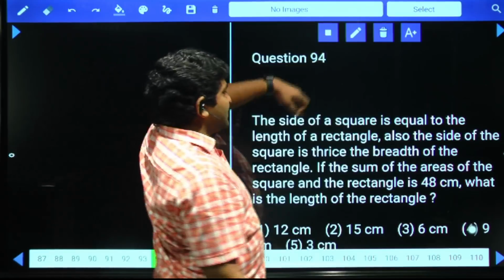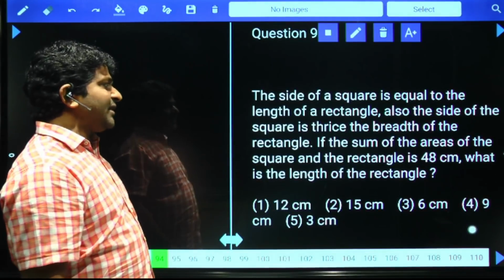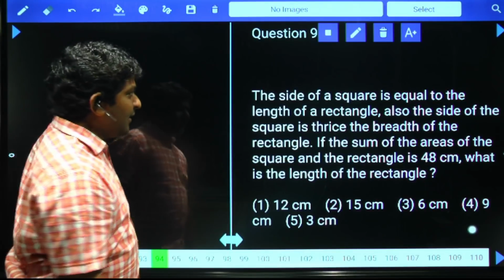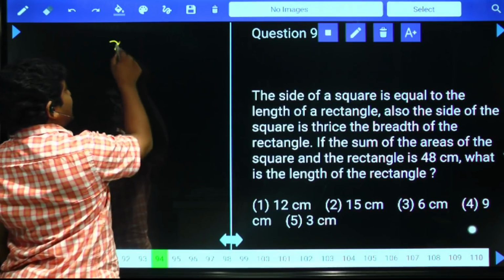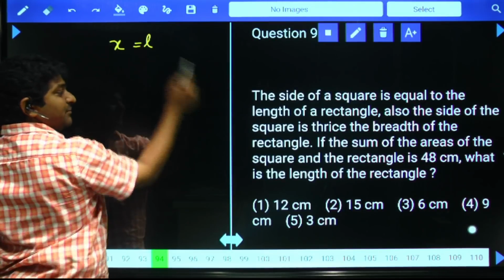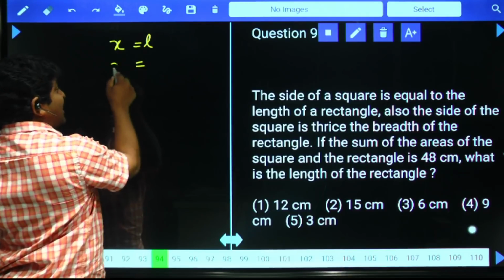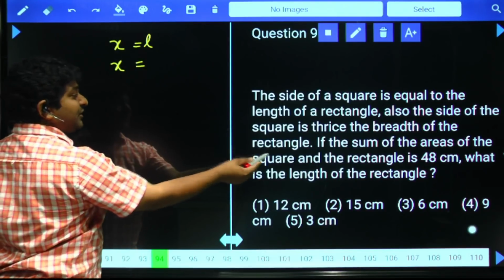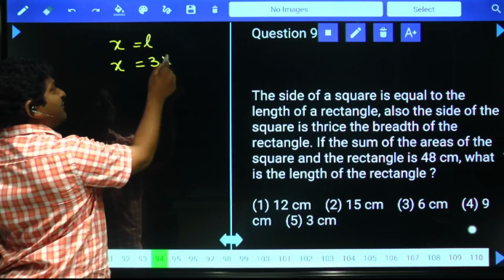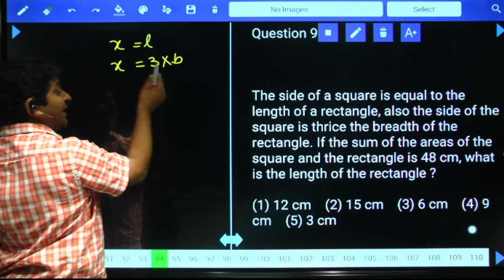The side of the square is equal to the length of the rectangle, and also the side of the square is thrice the breadth of the rectangle. Now, if side is equal to x, length of the rectangle is also equal to x because they both are equal, and side of the square is equal to 3 times the breadth of the rectangle. So from this, L is equal to x, B is equal to x by 3.